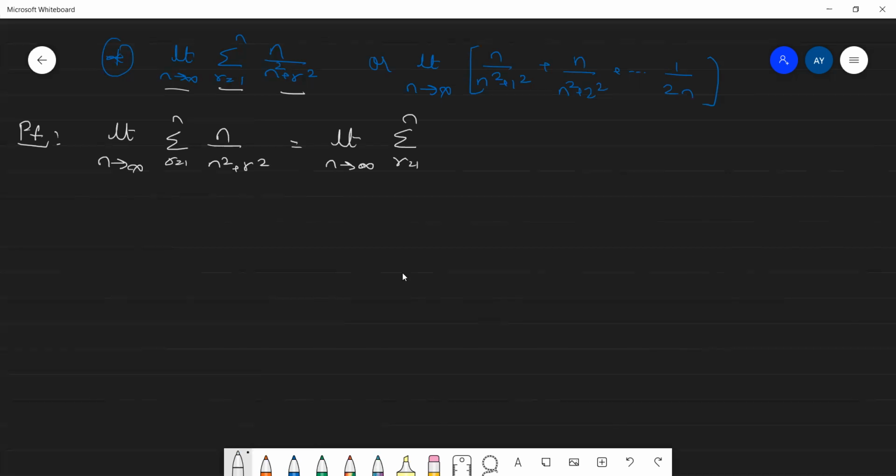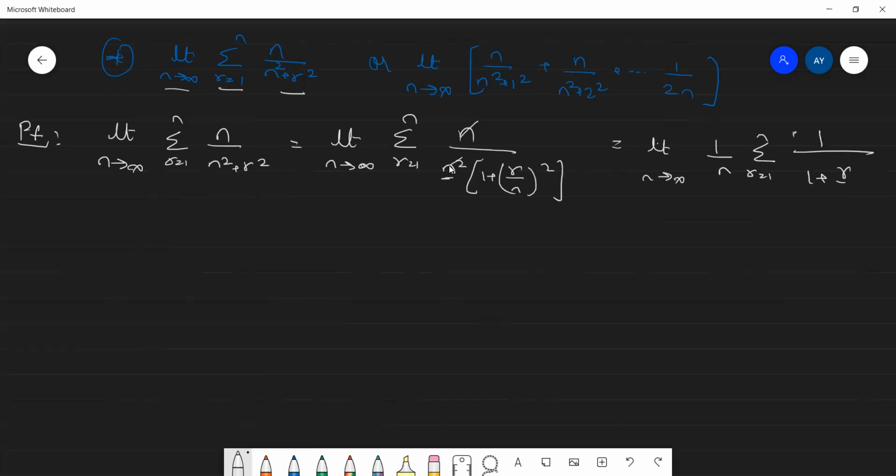So limit n tends to infinity, summation r equals 1 to n, I'm taking n square common. What you'll have is n square into (1 plus (r by n) whole square). So this n gets cancelled and summation is with respect to n. So you'll have limit n tends to infinity, take that 1 by n out and then put summation r equals 1 to n. So this will be 1 by (1 plus (r by n) whole square), right?